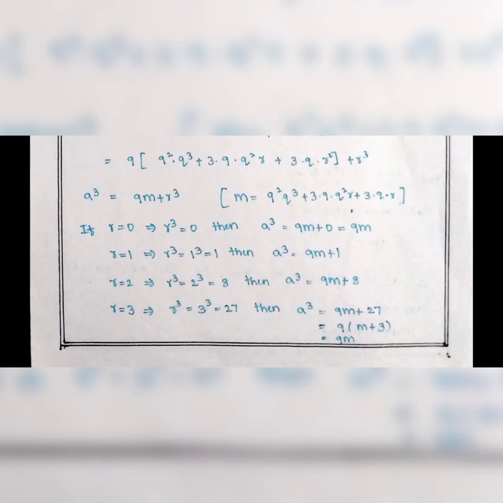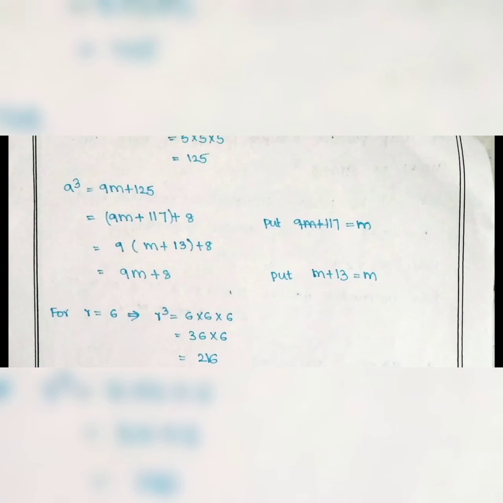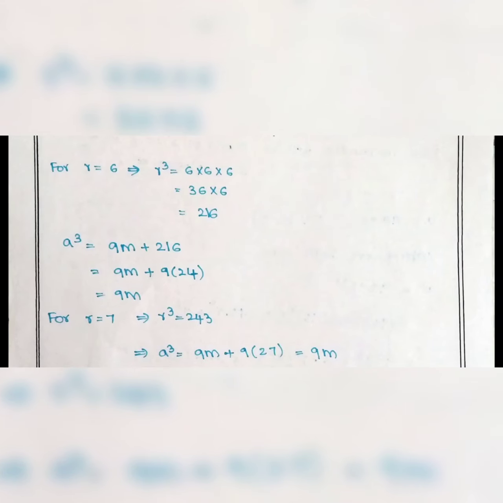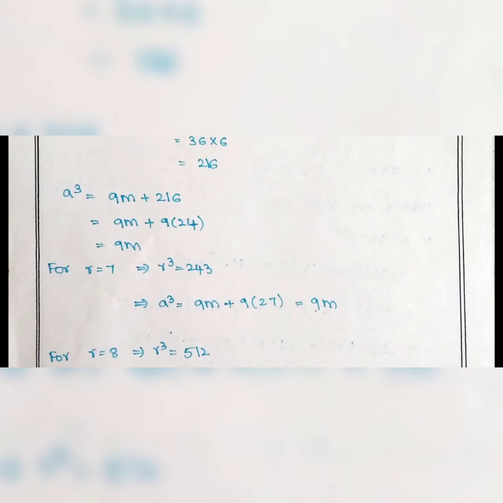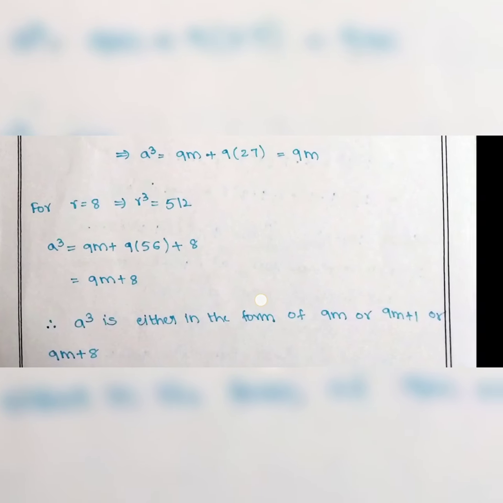If r is equal to 3, then a cube will be 9m plus 27. If we solve that further, we'll get 9m again. Similarly, for r equal to 5, it will be 9m plus 125, which is 9m plus 8. If r is equal to 6, you will get 9m. If r is equal to 7, you will get 9m again. If r is equal to 8, you will get 9m plus 8.